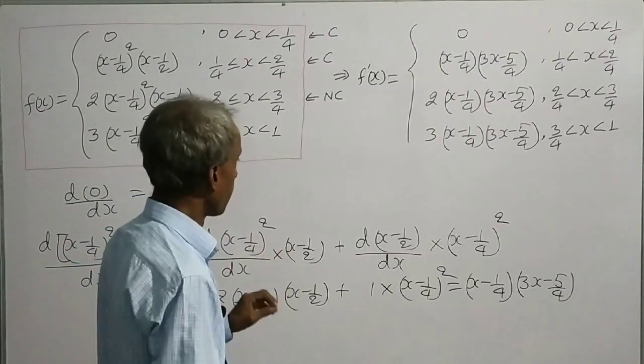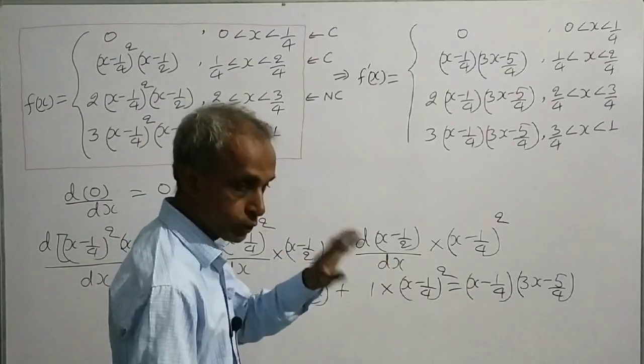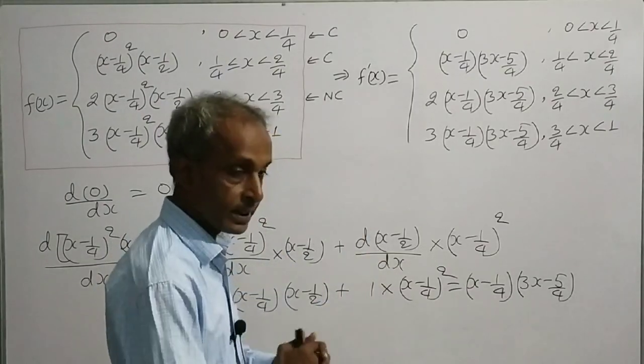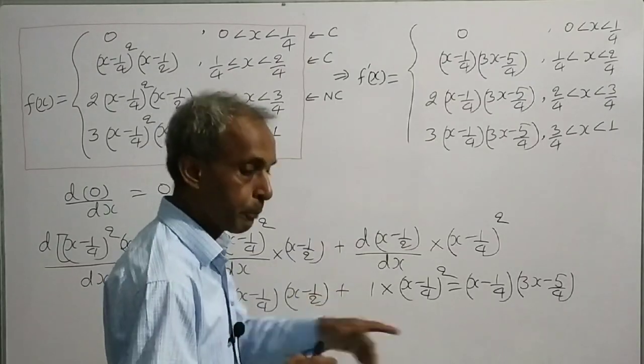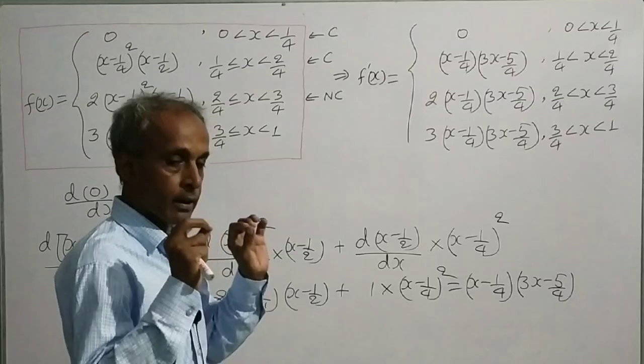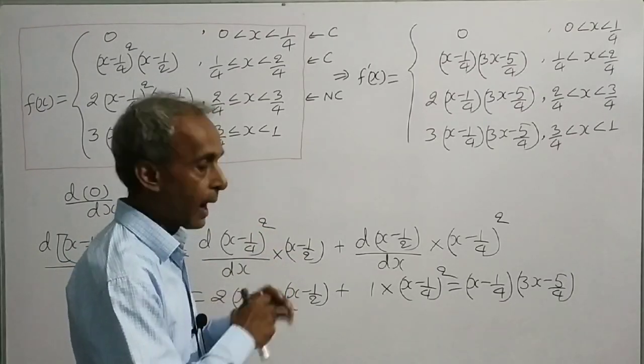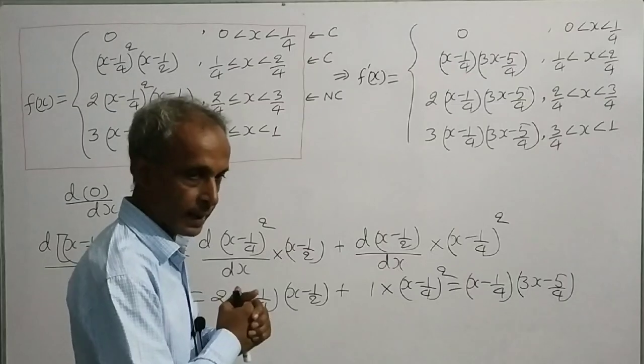When the curve on the two sides of a point is given by the same polynomial, then the curve is continuous at that point and also differentiable at that point.